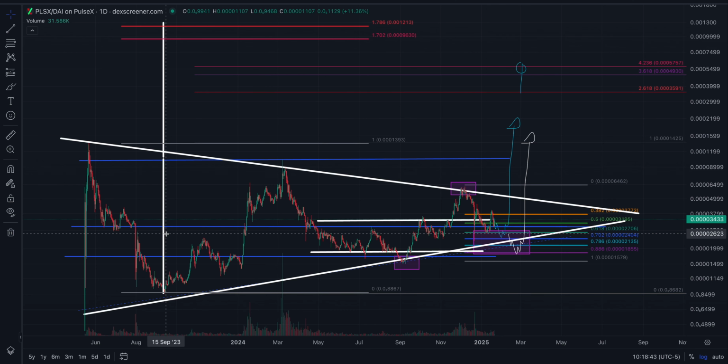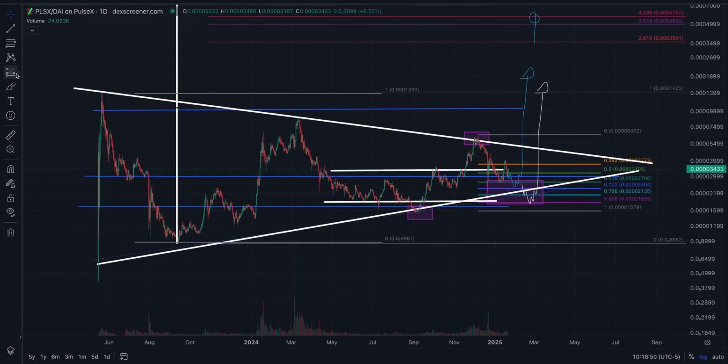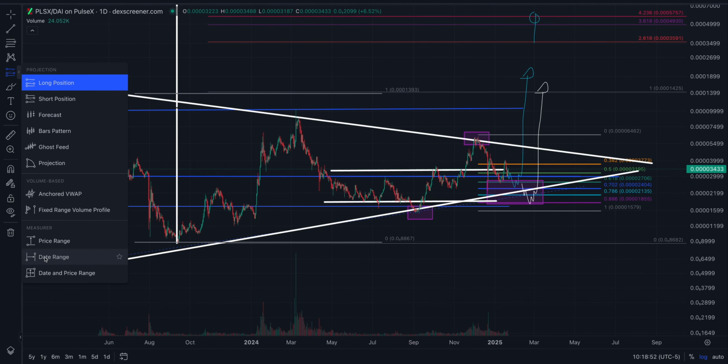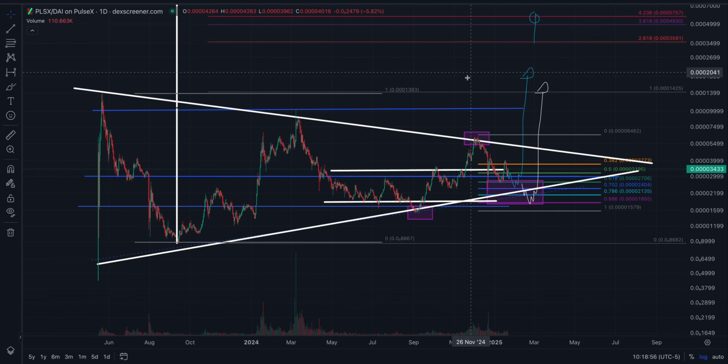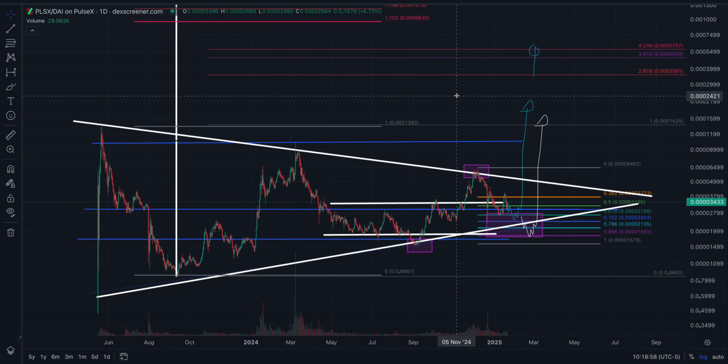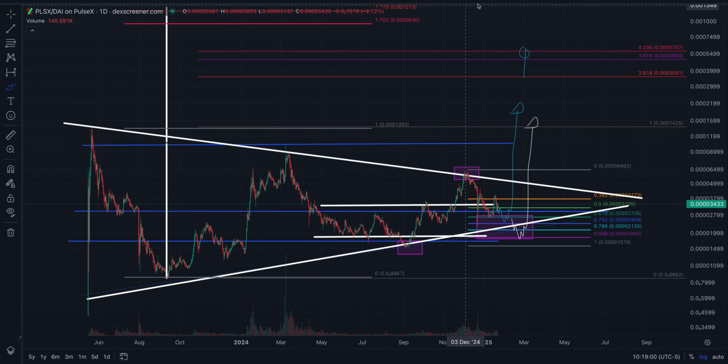And this is PulseX over here. Very nice accumulation wedge, very nice pennant that we have. We've been within this pennant for about 611 days, so almost 2 years. And this was our established range within the pennant at the lows.